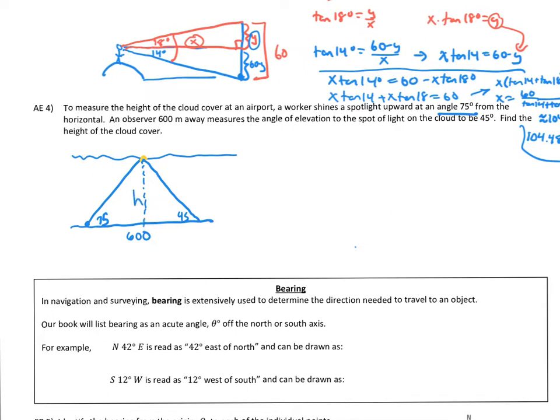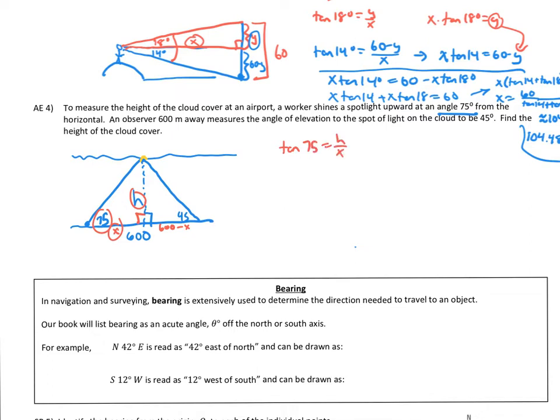So we could do something similar to what we did before. We could set up 2 triangles. We could have this triangle or this triangle. Let's start with the red triangle. Let's call that x. And then this one would be 600 minus x. So this time, what relationship do I have between the 3 pieces of information? 75, x, and h. That would once again be the tangent. So tangent 75 is h over x.